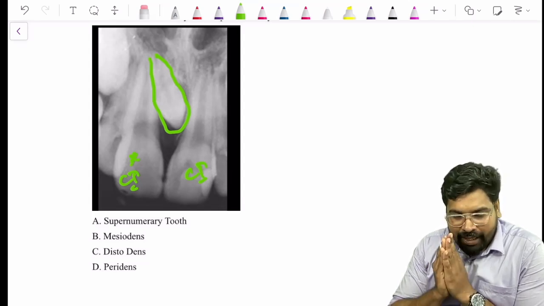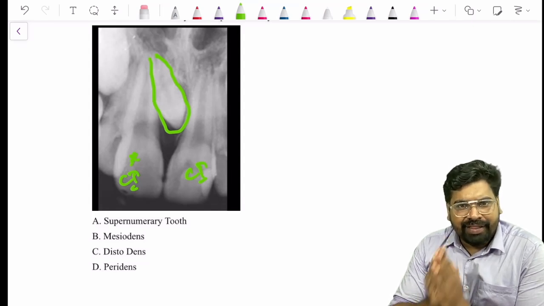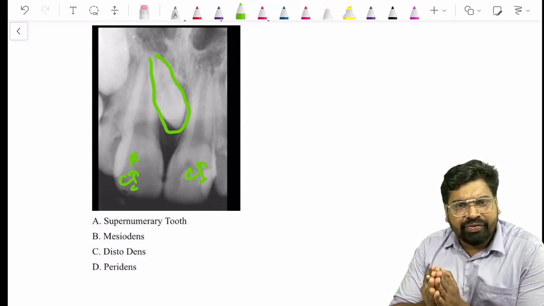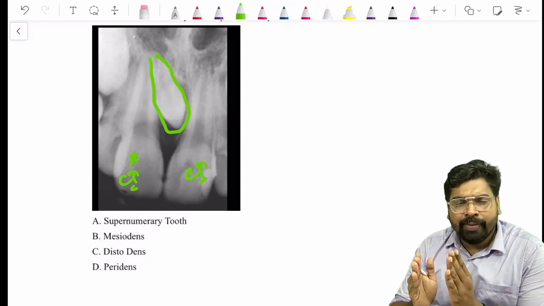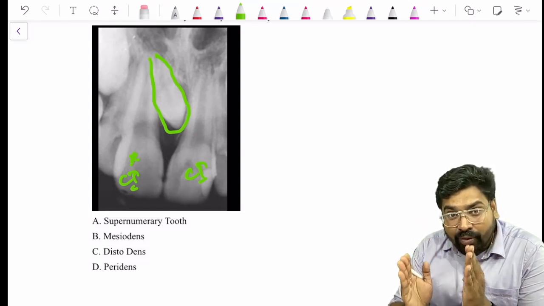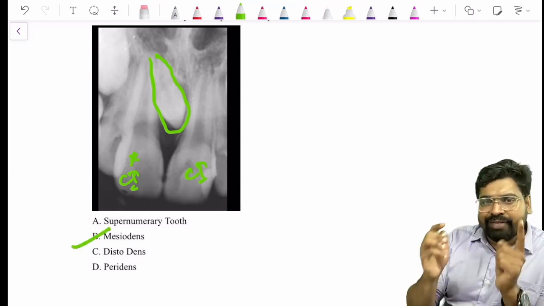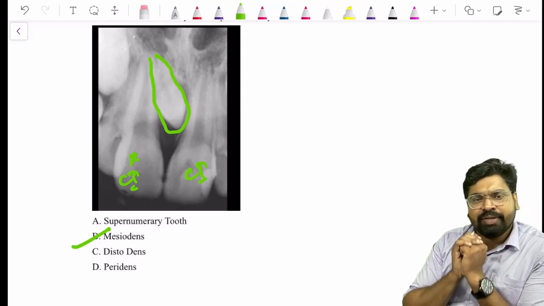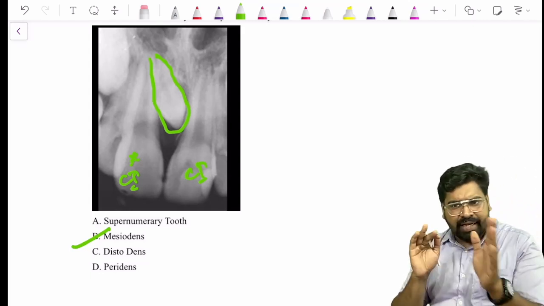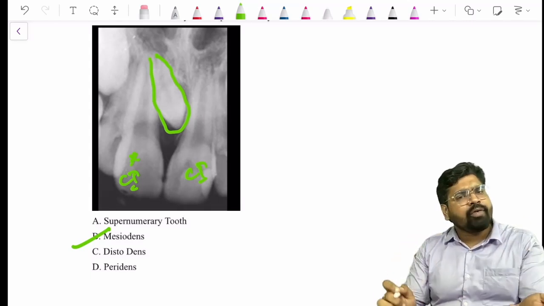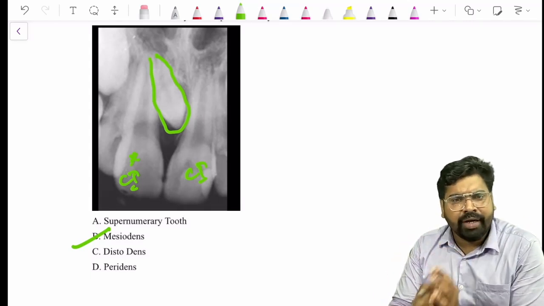But the best answer, the real name of this, is the supernumerary tooth which comes in between the roots of the central incisors: that is the mesiodens. So go for mesiodens. The condition you are seeing here is mesiodens. Yes, it is a supernumerary tooth, and if you ask me, option A can also be the answer.